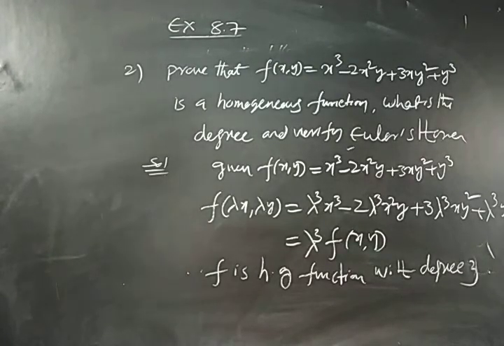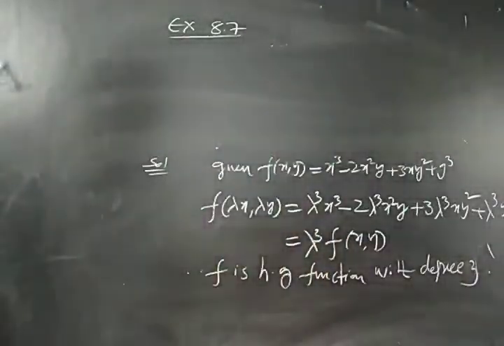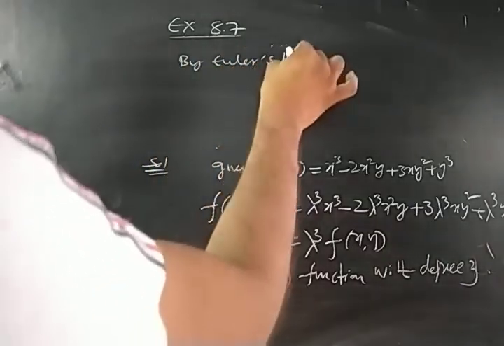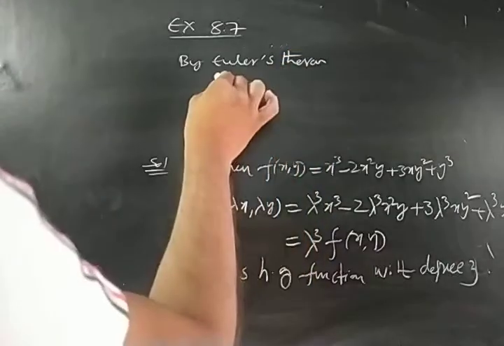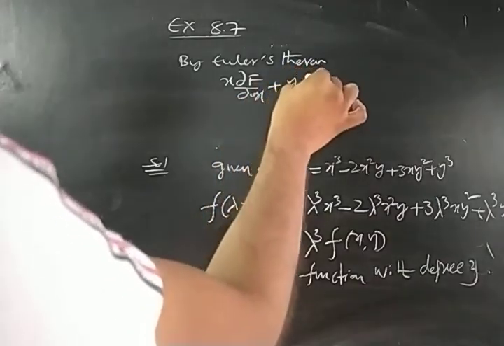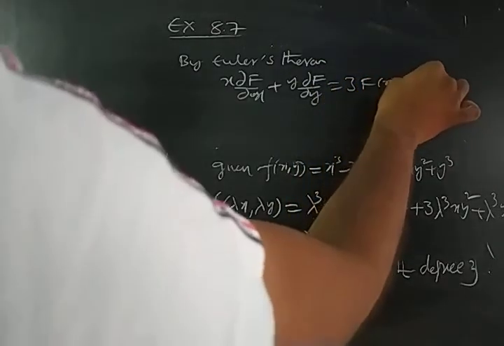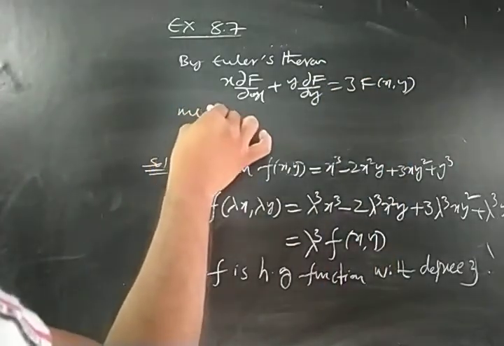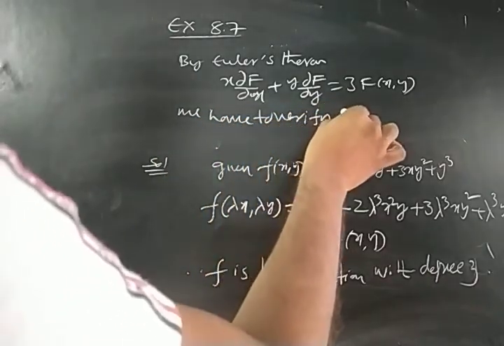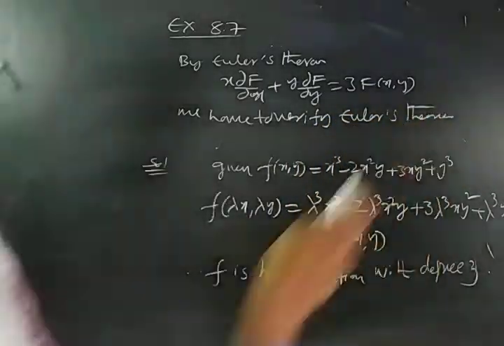So we can apply Euler's theorem. We have to verify Euler's theorem for this function. By Euler's theorem, x dou f by dou x plus y dou f by dou y is equal to 3 into f of x comma y. We have to show this.